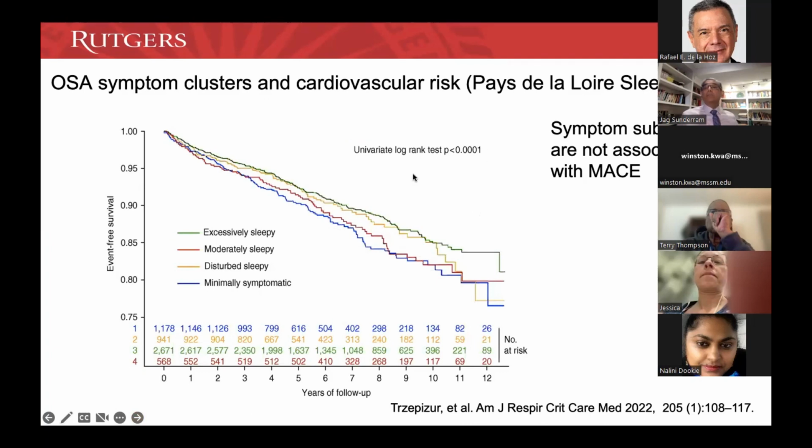However, in France, a study doing something very similar looked at MACE events and looked at OSA symptom clusters, again classifying them as excessively sleepy, moderately sleepy, disturbed sleep, or minimally symptomatic, and couldn't reproduce the data shown previously. It's possible that the populations are quite different. Here, this population included mild apneics as well, whereas in the previous database, it was mainly moderate and severe OSA patients. Also, the way symptom clusters are performed differs between studies.